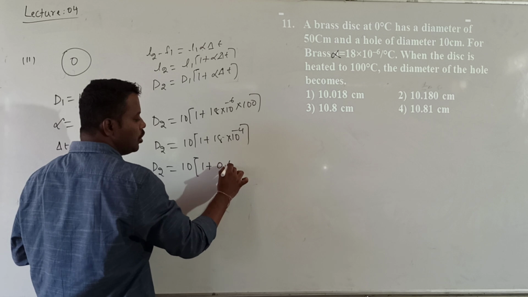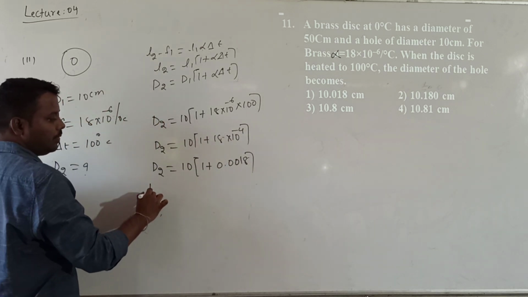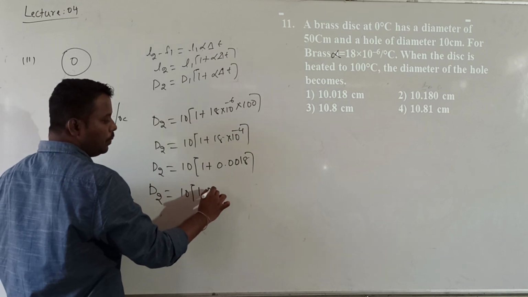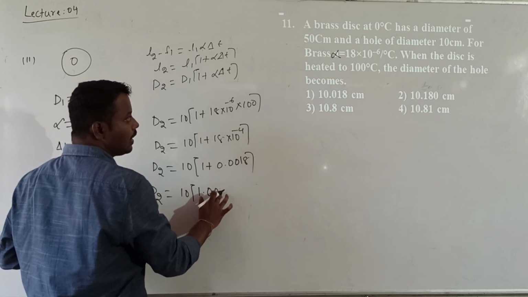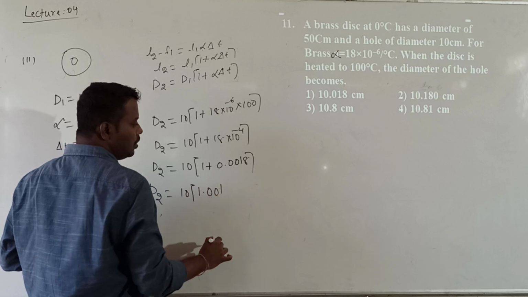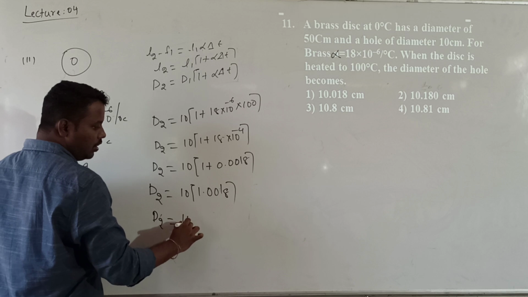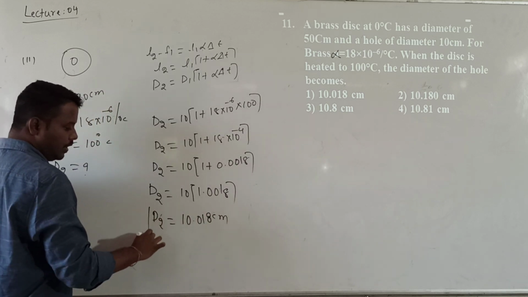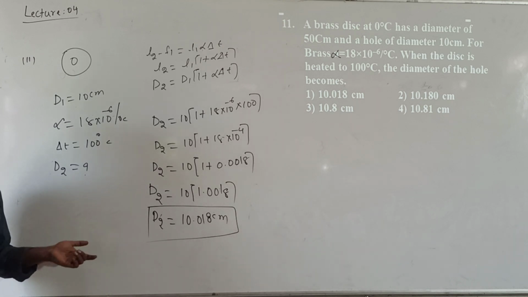So then what I get as the answer for D2 is equal to 10 into how much? 1 plus 0.0018. 10 power minus 4 is there, no? So D2 value is equal to 10 into 1.0018. Correct? Multiply with 10. D2 is equal to 10.018 centimeters. So this is the final diameter. Understood? So this is question number 11.